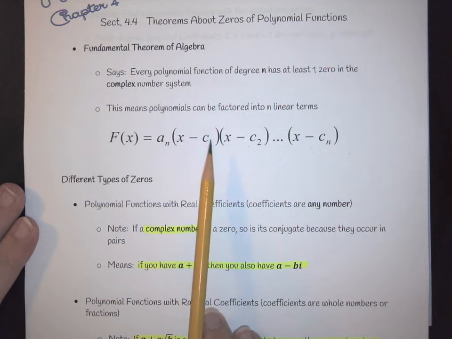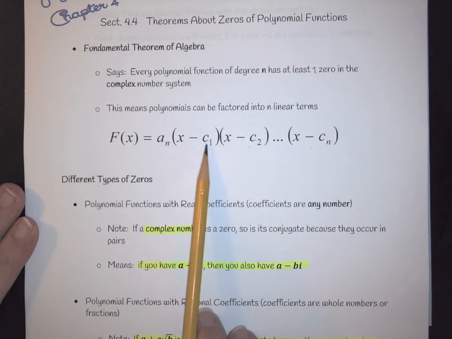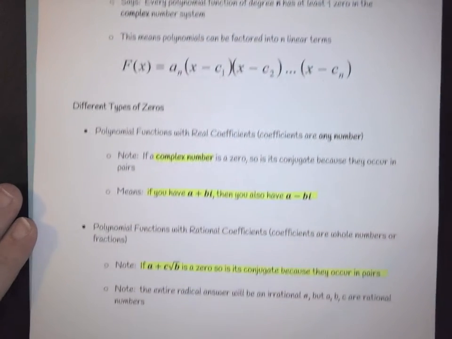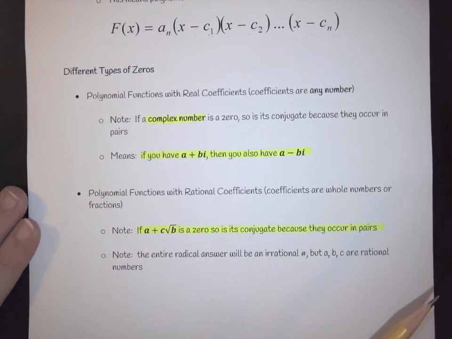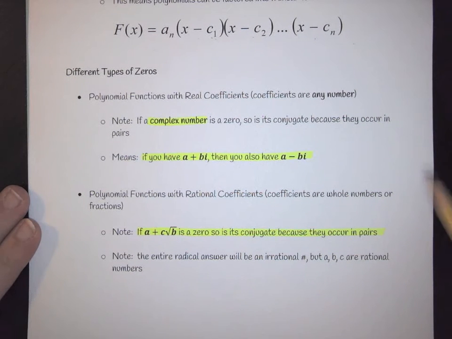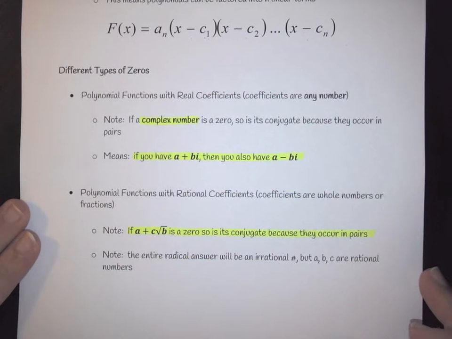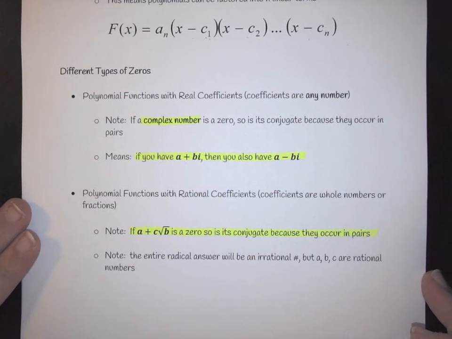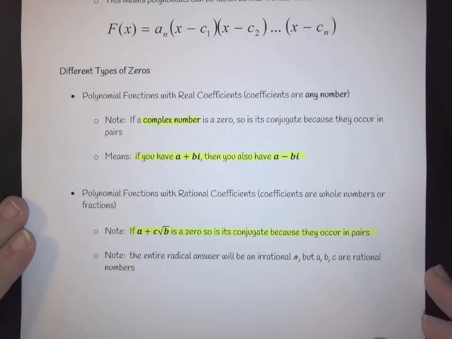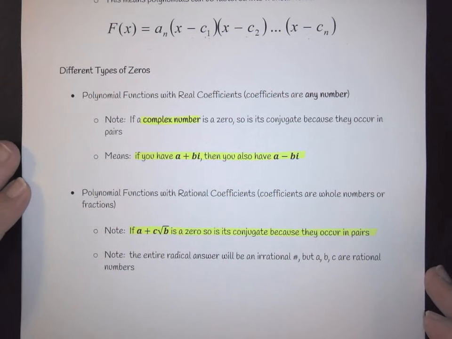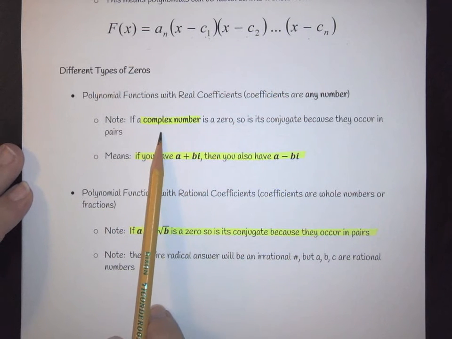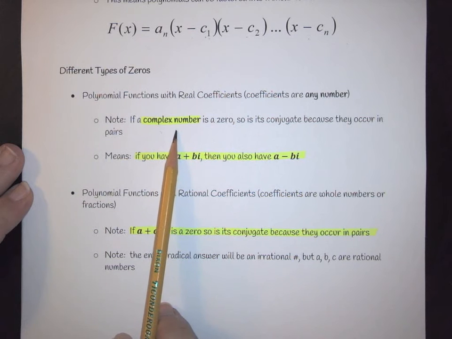If you're looking at this c value, this is going to be the location at which you're crossing that x-axis. Now we do have some different types of zeros here. First we have real coefficients. Remember, when we're talking about real, we are talking about any number, positive or negative. Now with that, we could have complex numbers.